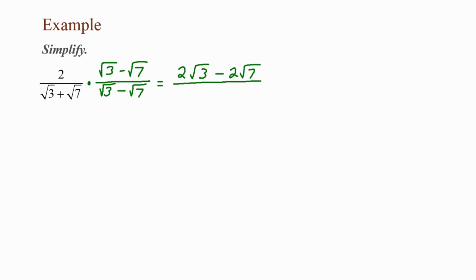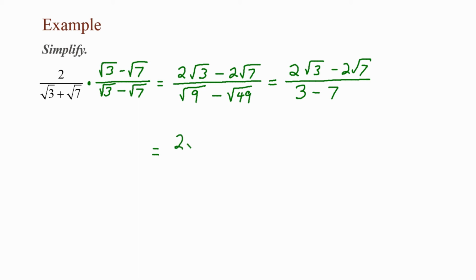That's divided by square root of 3 times the square root of 3, which is the square root of 9. We know our inside and outside terms are going to cancel, which is why we chose the conjugate. And then positive square root of 7 times negative square root of 7 is negative square root of 49. Once you're more comfortable with this, you can go straight to this next step, which brings over 2 square root of 3 minus 2 square root of 7 all over the square root of 9, which is 3, minus the square root of 49, which is 7. So that result is 2 square root of 3 minus 2 square root of 7 all over -4.